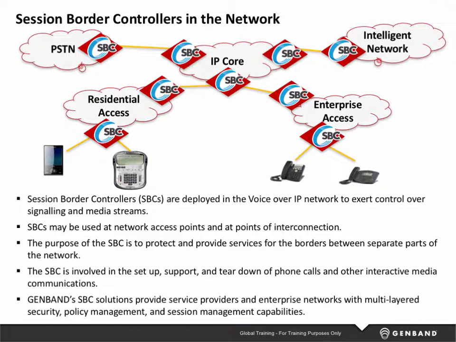You can have SBCs anywhere you have different layers of network. In the upper right-hand corner, we've got it going to an intelligent network. This could be a peering partner. This could be somewhere you're going for a SIP handoff. You could isolate your network using an SBC between different customers. So the SBCs can be deployed in multiple places, and regardless of where they're deployed, their basic function is to set up, support, and tear down the phone calls and the associated audio streams.